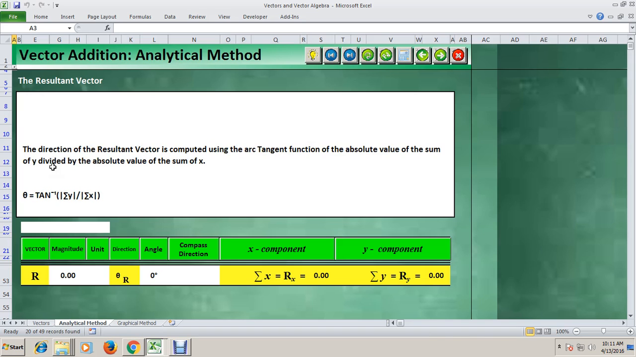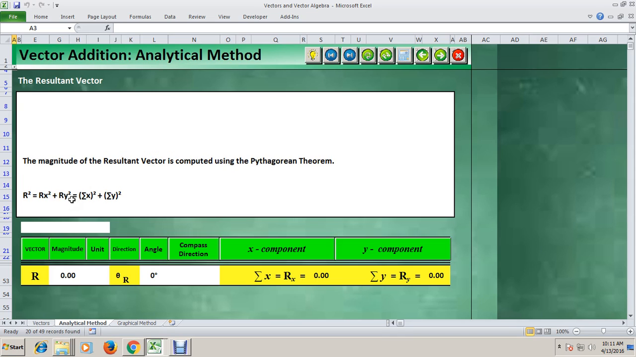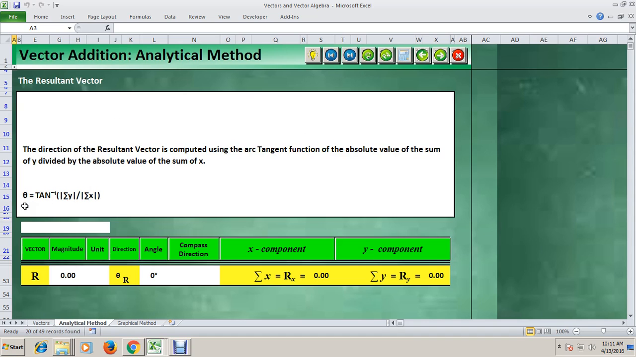Now, to get the direction of the resultant vector: as we know, the complete description of any given vector, and the same goes for the resultant vector, requires you to specify its magnitude and direction. The magnitude is computed using the Pythagorean theorem, whereas the direction is specified by the inverse tangent function, or the arctangent function. The inverse tangent is computed using the summation of y over the summation of x.